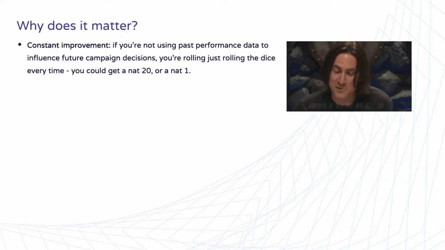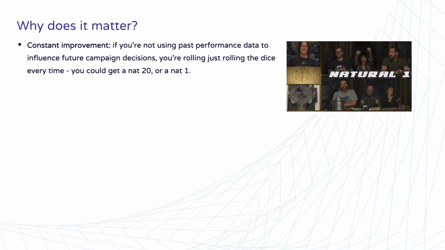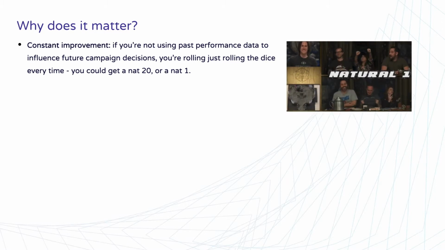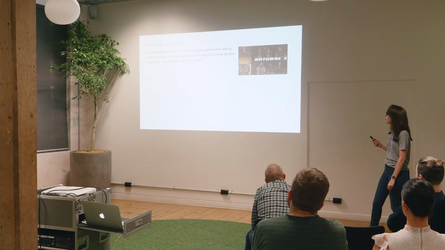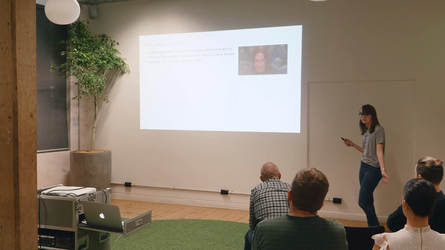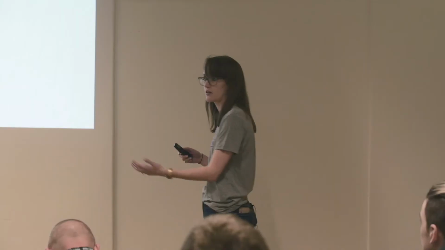A, constant improvement. If you are not using past performance of your emails to help dictate changes or improvements that you're going to make for future campaigns, you are literally rolling the dice. There is nothing to say that any changes you make are going to be better or worse. You may roll a nat 20, you may roll a nat 1.